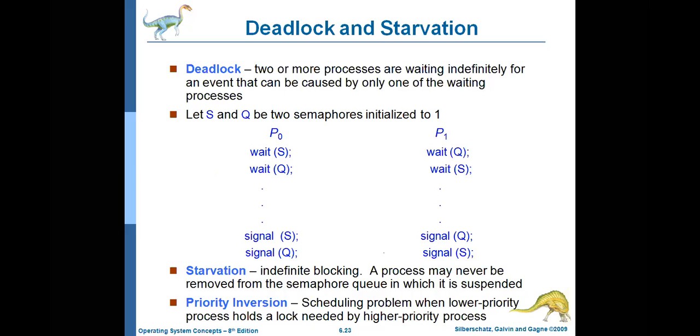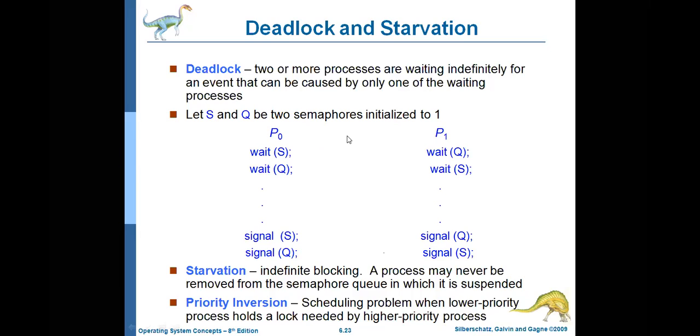Next, deadlock and starvation. If you observe here, there are two processes. What are those? P0 and P1. And here there are two semaphores, S and Q. Follow the cursor, please. S and Q are the semaphores. P0 and P1 are the processes. Initially, as I told you, these two semaphores are initialized to 1. So first, P0 is performing wait of S.